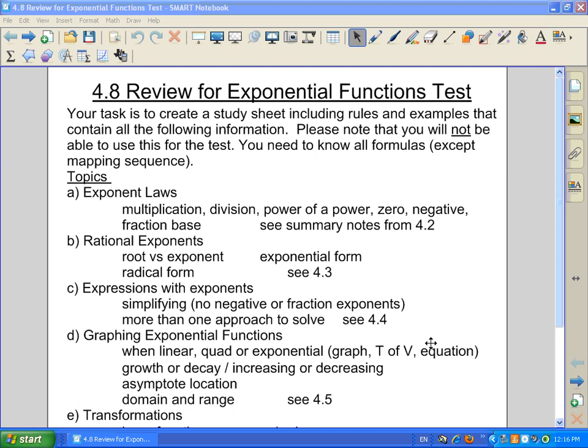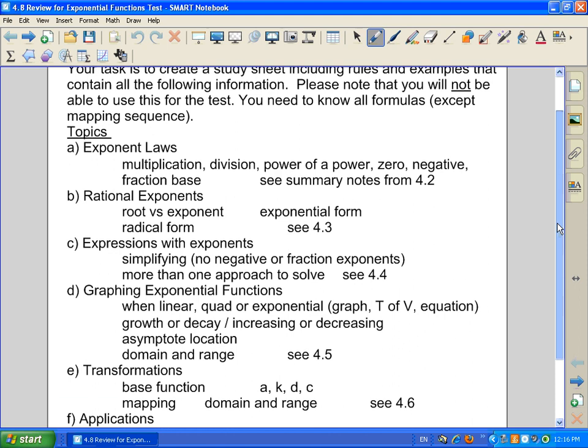Alright, so your task today is to create a study sheet including all rules and examples that contain the following information. I've given you a list of topic ideas down below. Please note that you will not be able to use this study sheet for your test and that you will need to know all formulas except for the mapping sequence. Alright, let's take a look here, ladies and gentlemen, at the topics.